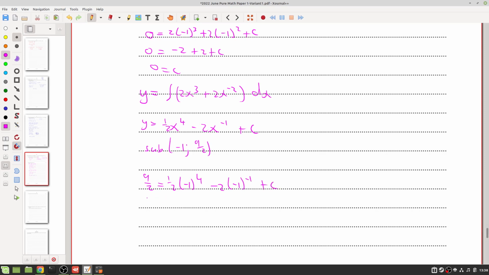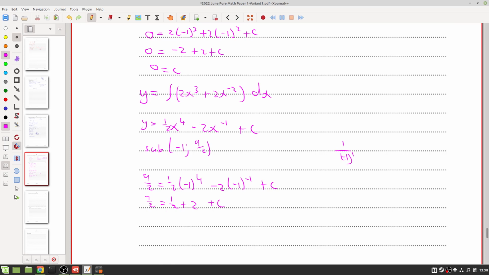Okay, so that gives us 9 over 2 equals negative 1 to the power 4, which is just 1, so that's just a half. Negative 1 to the power negative 1, well, that's the same as 1 over negative 1 to the power 1. So that's the same as 1 over negative 1, which is just negative 1. That's going to be plus 2 equals, plus c.